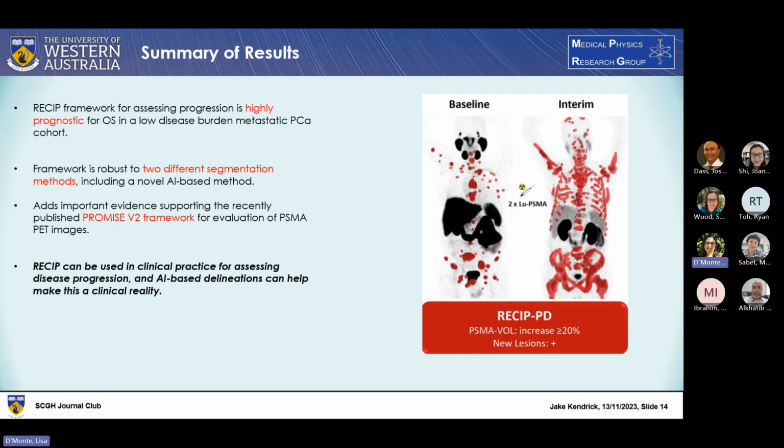There was a recently published framework called the PROMISE V2 framework. Again, I'm not sure if any of you are familiar with this, but basically it's a standard framework for interpreting PSMA images. And what it actually said was that RECIP was one of the criteria that should be used for assessing response for prostate cancer patients with PSMA images. Now, I won't go too in-depth into the details, but this was based on a very limited number of studies. And as I said, there had been no validation of it in biochemically recurrent prostate cancer patients. So we're adding important evidence suggesting that this framework can be used at this stage of disease, and it is robust to 2 different segmentation methods.